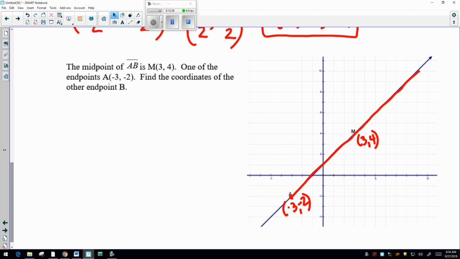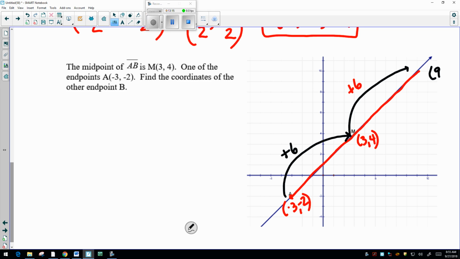So we could use the formula. We could also do a little bit of counting and thinking, well, if M is in the middle, then the distance from one coordinate to the midpoint has to be the same as the distance from the midpoint to wherever the other endpoint is. So I'm going to start with my x coordinates and say, okay, so from a negative 3 to a positive 3, I have increased by 6. So what that means is I'm going to start at my midpoint, and I want to think, okay, if I increase another 6, well, that's going to bring me to my new location. So 3 plus another 6, that's going to give me 9.